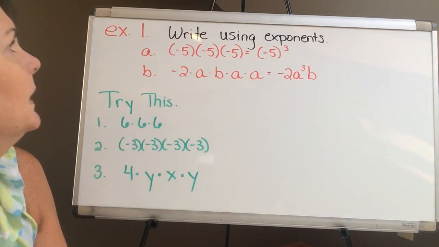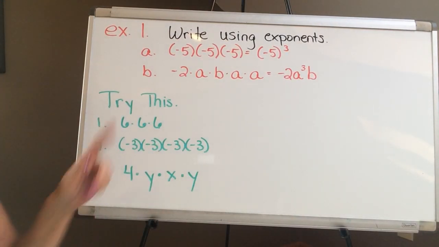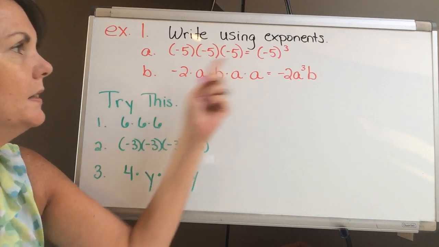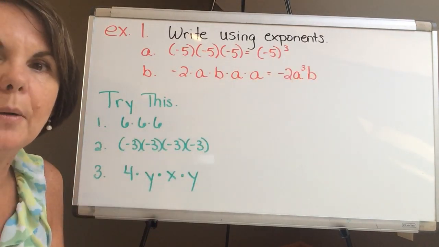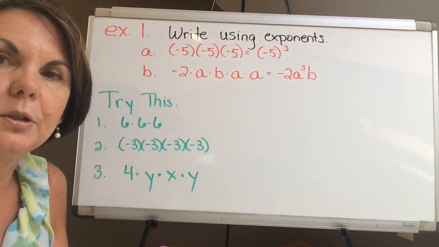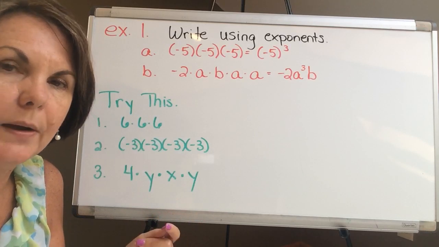Let's take a look at one. Write using exponents. -5 times -5 times -5. My base is -5, and it's there 3 times, -5 to the 3rd power. Or we can also use the word cubed. To the 3rd power is cubed, and to the 2nd power is squared.